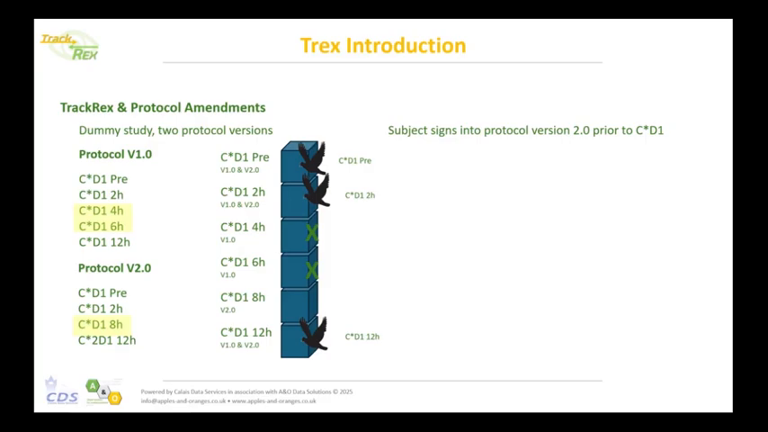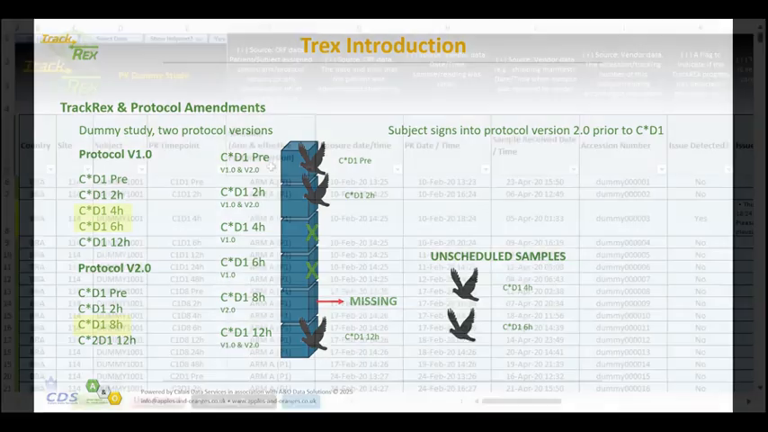However, should the site fail to adapt to the new schedule the subject is under, they may continue to take the 4-hour and 6-hour samples. The TrackREX program will reject these as scheduled samples and, instead, list them as unscheduled samples. The missing 8-hour sample is then flagged as missing. This is why the vastly improved automation TrackREX offers and its ability to be refreshed frequently is central for full oversight and to limit protocol violations.